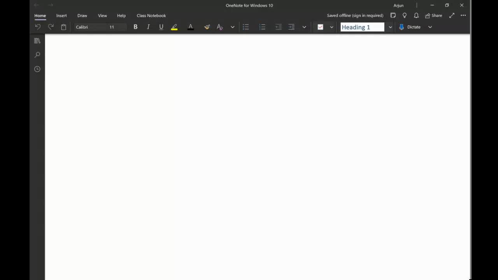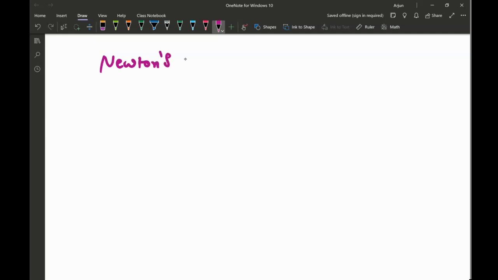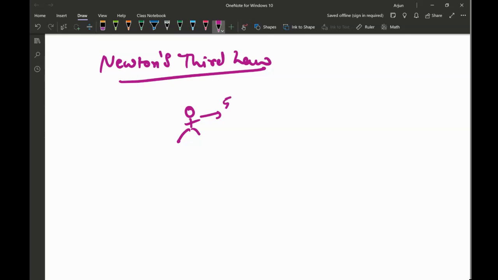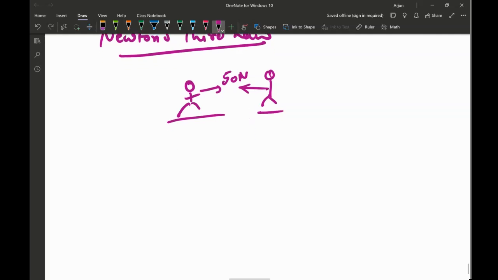Welcome back, folks. In today's class, I'm going to talk about Newton's third law. Newton's third law says that every action has an equal and opposite reaction. So if I'm going to hit you, for example, this is me, I'm going to hit you with 50 Newton force. You're going to hit me back with the 50 Newton force.